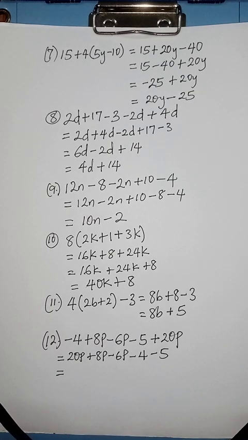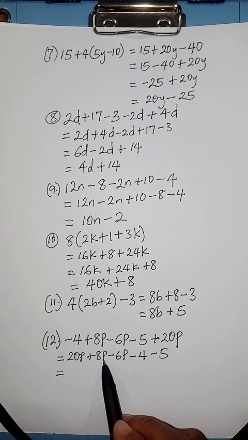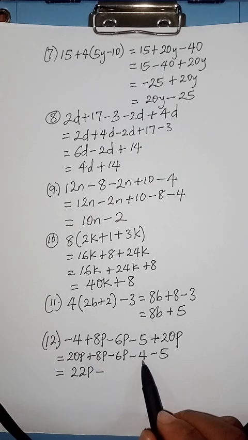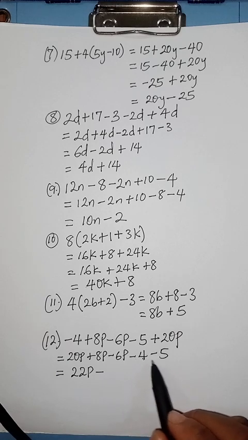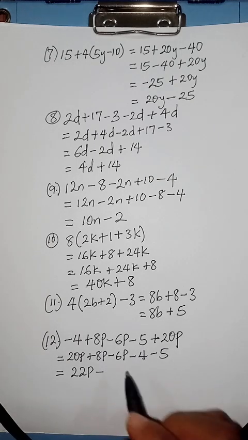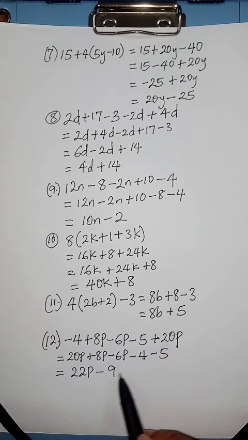So the terms are accurate. 20p plus 8p is 28p. And 28p minus 6p will give you 22p. That's clear enough. Then minus 4 minus 5 is minus 9. So 22p minus 9, and this is the answer to the question. So we could see that it's quite easy for us to simplify algebra.